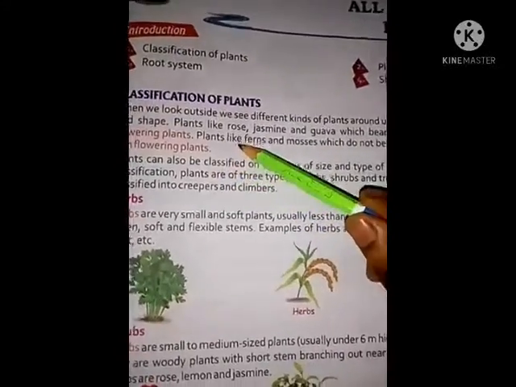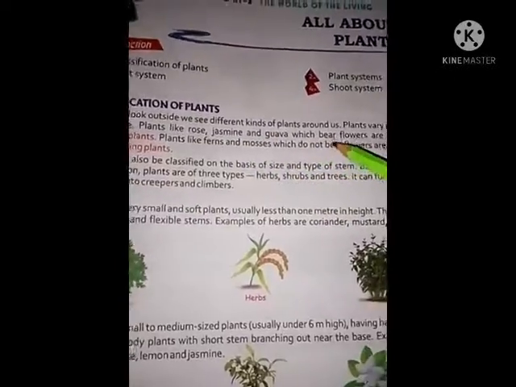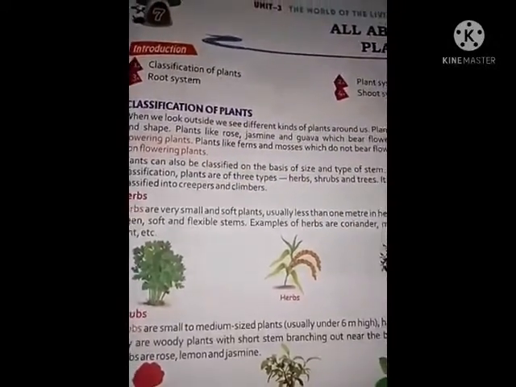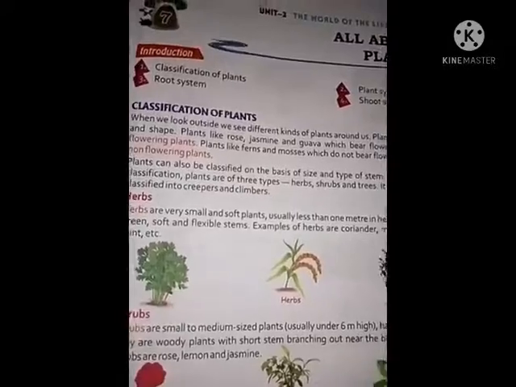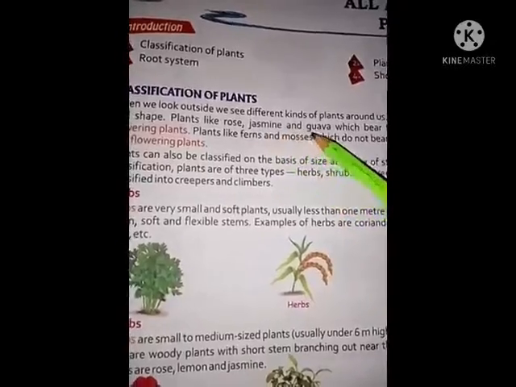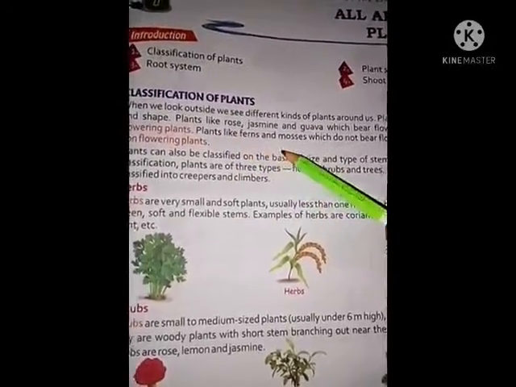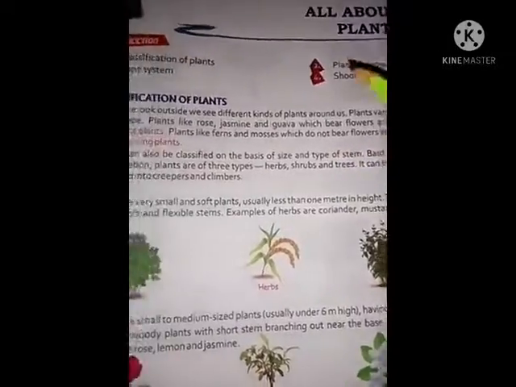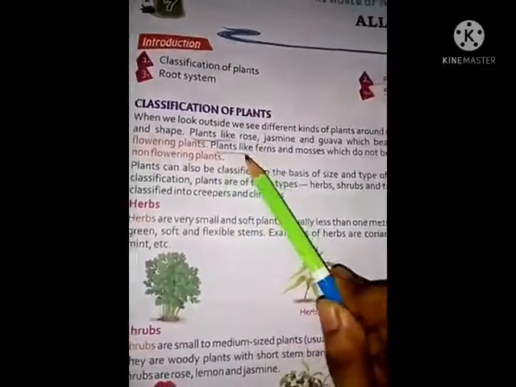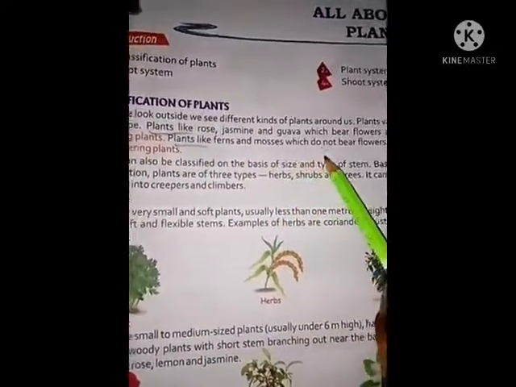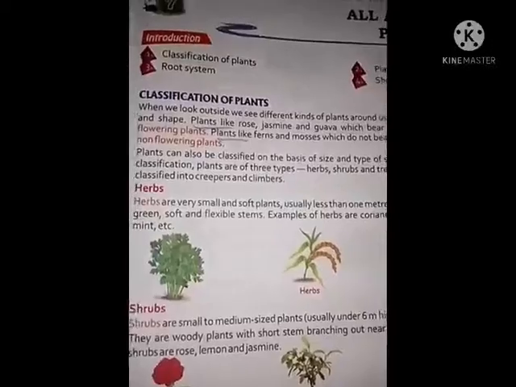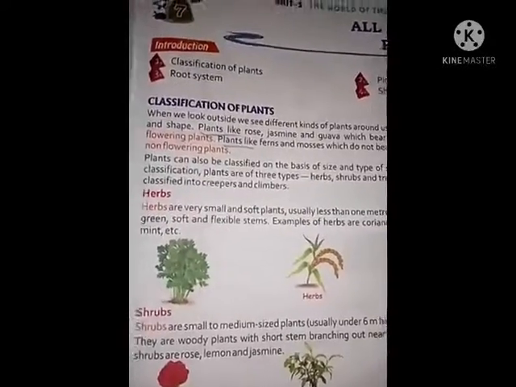Okay, plants like rose, jasmine and guava, which bear flowers, are called flowering plants. Plants which bear flowers, where we can see the flower bloom, are known as flowering plants, like rose, jasmine and guava. Plants like ferns and mosses which do not bear flowers are called non-flowering plants. So underline these two sentences. Plants that do not bear any flower are known as non-flowering plants.